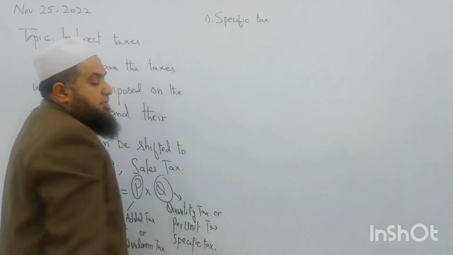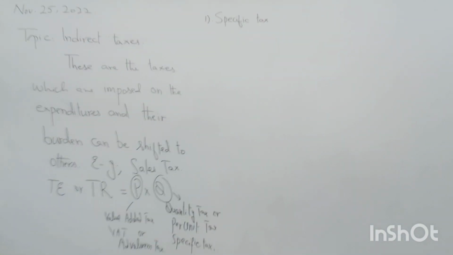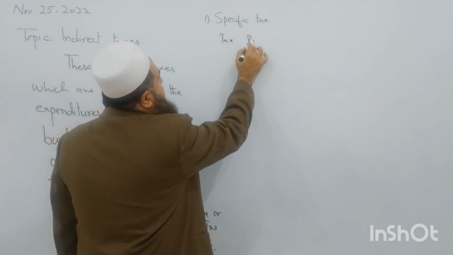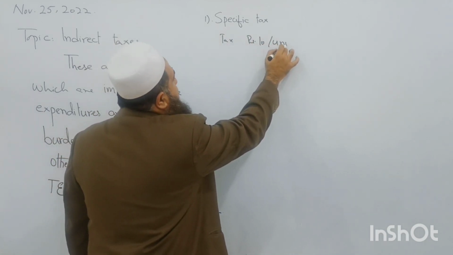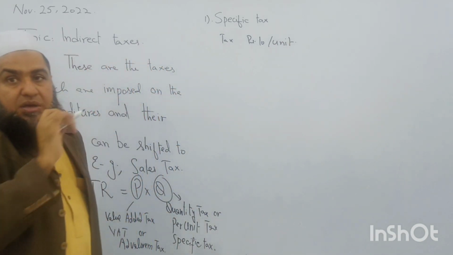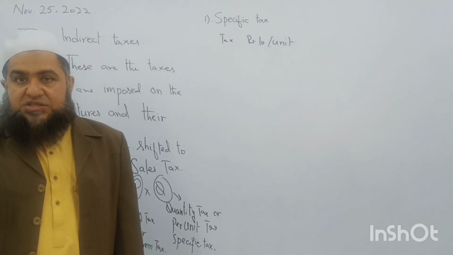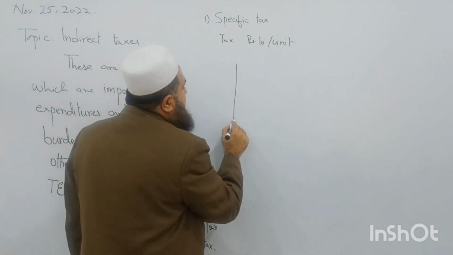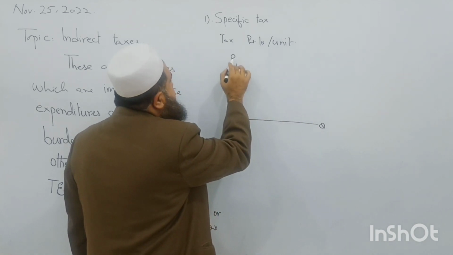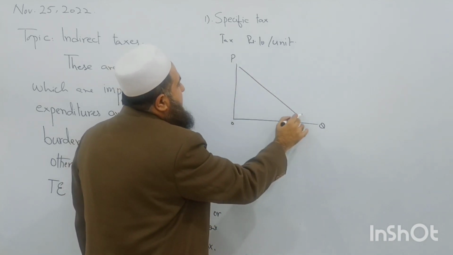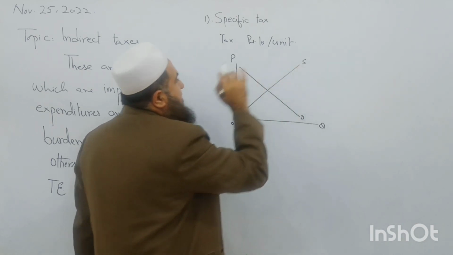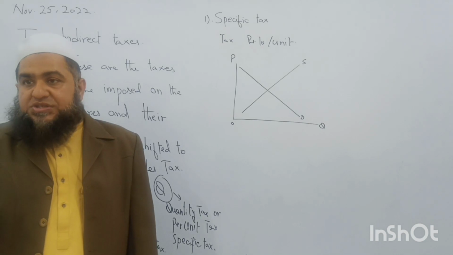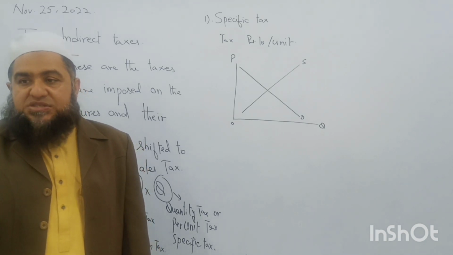Now for simplicity, I am taking a very small amount of tax. Tax amount is rupees 10 per unit. On each unit produced, government has imposed 10 rupees as a tax. Now, before the tax, what is happening? This is the demand curve, this is the supply curve. Market equilibrium is the point where the two forces of demand and supply are balanced with each other.